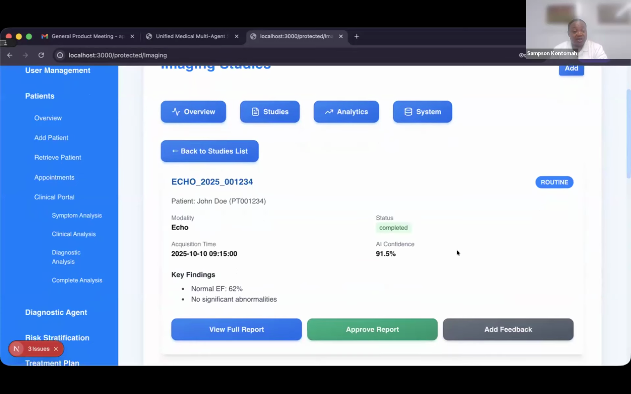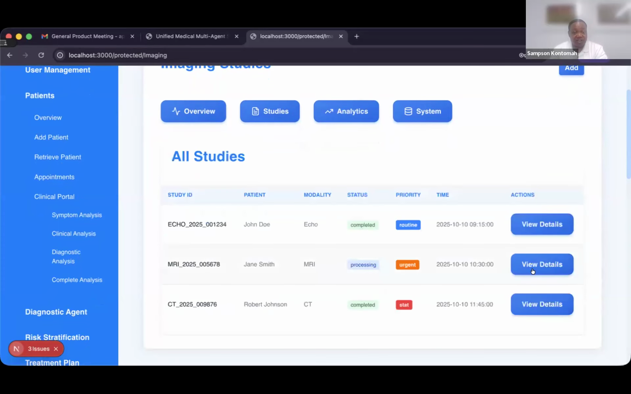So this is the echo study of this particular patient. As we can see, what were the findings? The findings are a normal ejection fraction of 62%, no significant abnormalities. So that is it, a routine study. So this patient is improving. That's a good echo analysis for this particular patient. Let's move to the next one.